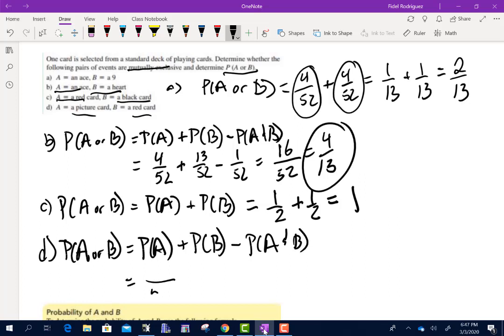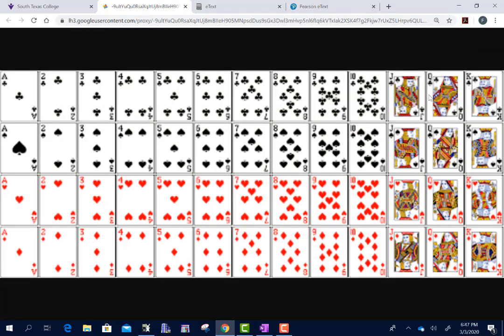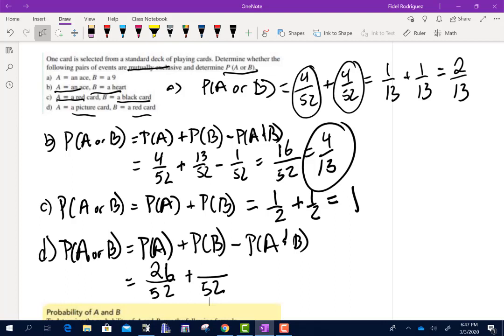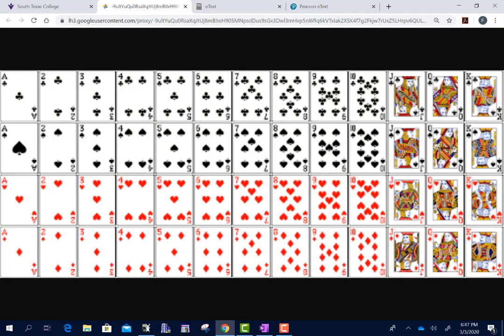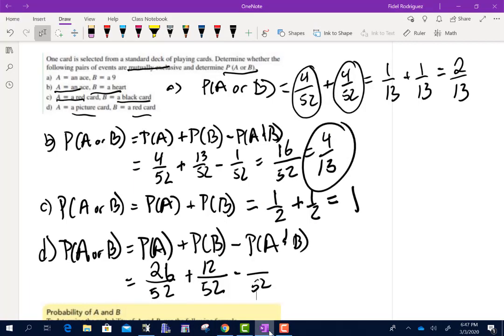So remember, we have a total of 52 cards. 26 of them are red, right? And we have a total of 52 cards. We're going to figure out how many of them are picture cards. 1, 2, 3, 4, 5, 6, 7, 8, 9, 10, 11, 12. So we have 12 picture cards. And then we have to subtract the overlap. How many of them are red picture cards? 6. 6 out of those 52.